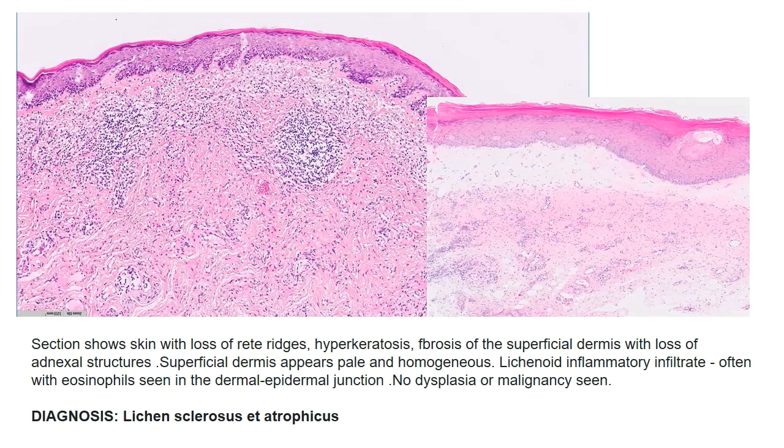In this section, you can see the skin with loss of epidermis, hyperkeratosis, fibrosis of the superficial dermis with loss of adnexal structures. The superficial dermis appears pale and homogeneous. There is a prominent lichenoid-like reaction in the dermal-epidermal junction, often with eosinophils. There is no evidence of dysplasia or malignancy in this section.